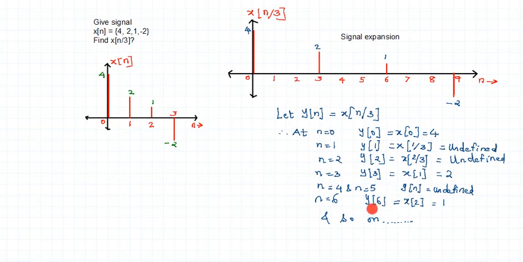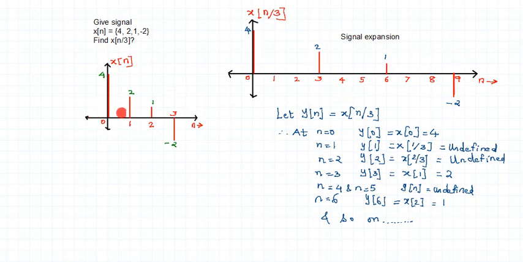Then y of 4 is undefined. When n is 5, y of 5 is undefined, so it is 0 here. Y of 6 is 1. Right? Similarly, at 7 and 8, undefined. At 9, this last sample appears. Right? So compare the original signal with the new signal here, friends.